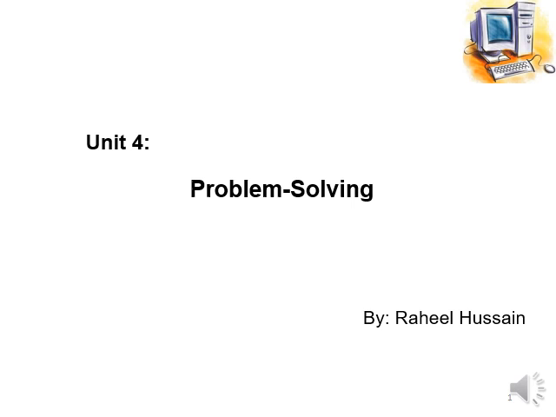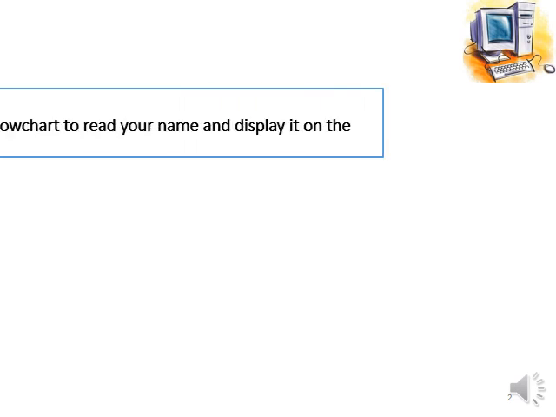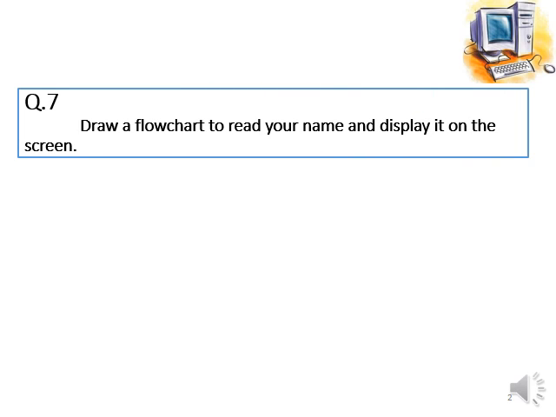Students, we are in unit 4, that is problem solving, and today we are going to finish the exercise of this unit. Question number 7 says that draw a flow chart to read your name and display it on the screen. It's a very simple flow chart. You are going to perform only two operations, that is input operation and output operation.